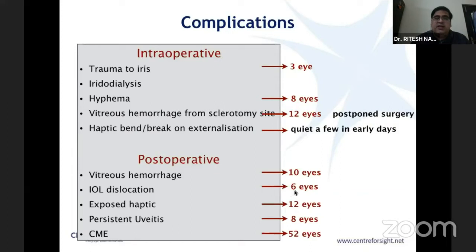We have had exposed haptic in 12 eyes, an IOL dislocation in 6 eyes. In my experience, I have seen these generally in larger eyeballs, higher myopes, thinner sclera, where the sclera is not able to hold the IOL very nicely, or you have not chosen the right meridian to put in the IOL. It's advisable to first check which axis of the cornea has the shortest chord length, so that you can use it in such eyes, so that you have enough haptic getting externalized. So you can either do a vertical fixation or at an angle fixation also.